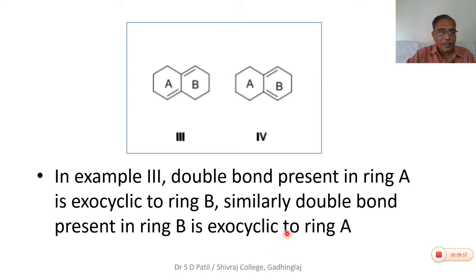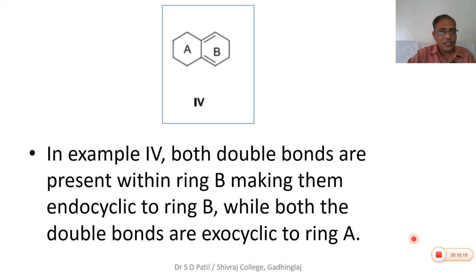Double bond present in ring A is exocyclic to this ring B. Similarly, double bond present in B is exocyclic to this ring A. Exo means which is away from the ring system, having a common carbon. Exocyclic to ring A.